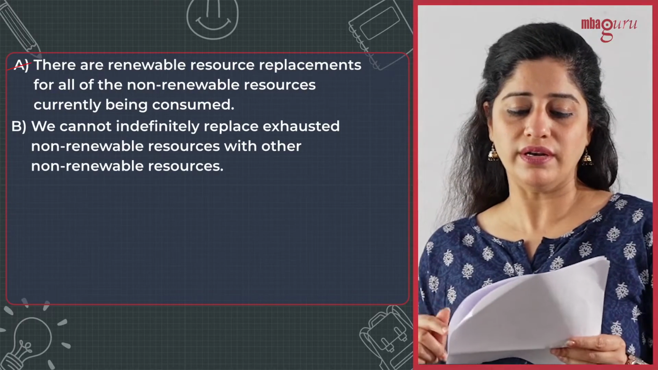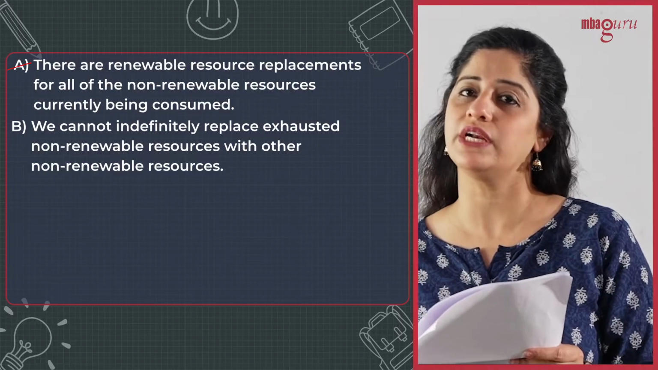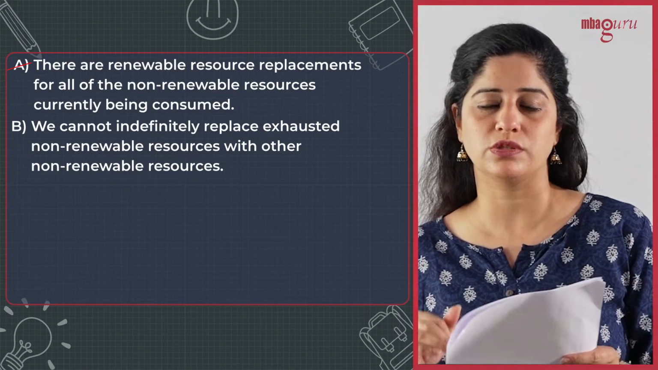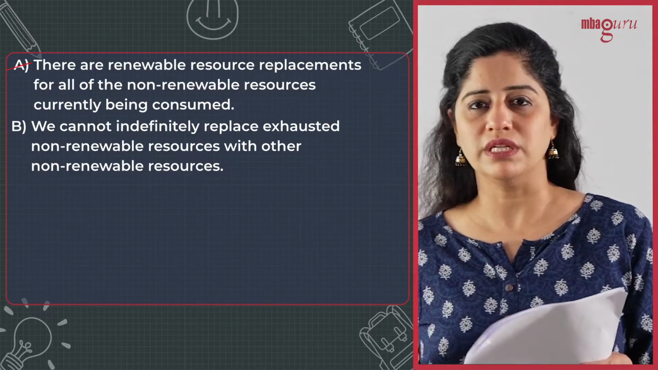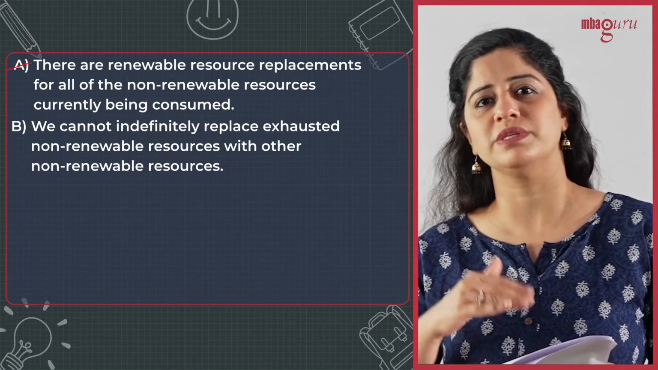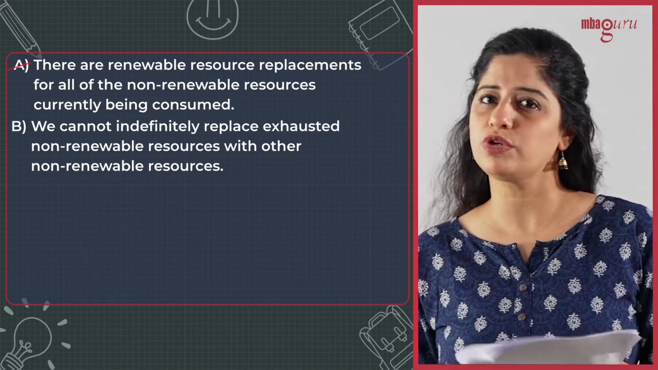Second, we cannot indefinitely replace exhausted non-renewable resources with other non-renewable resources. What does this option mean? This option means that what the writer is assuming is that if you have a non-renewable resource which is getting exhausted, you instantly shift to either using a renewable one or you stop using it.